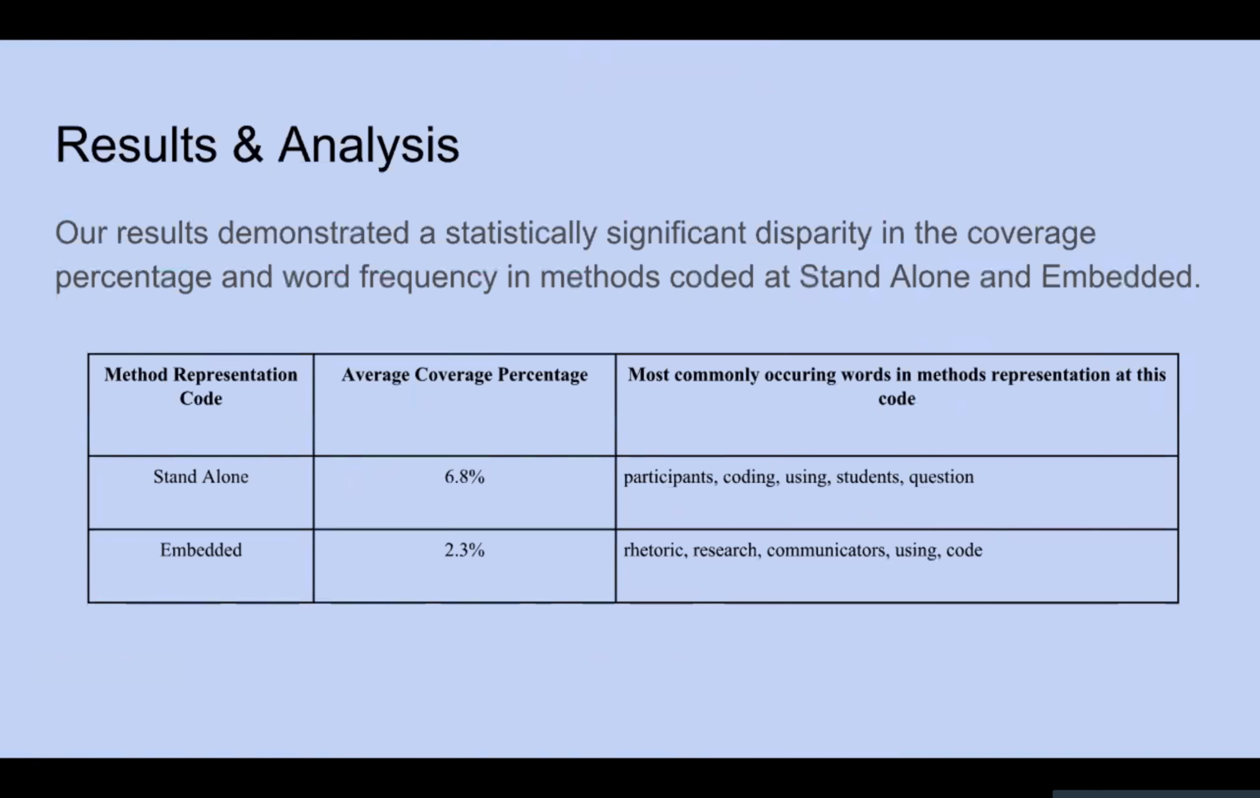So that was interesting, which led us to wonder what the functions are and what the most commonly occurring words are in these two types of methods representation. And so as you can see, in standalone methods, we see words like participants, coding, using, students, and question. And in embedded methods, we see words like research, rhetoric, communications, using, and code.